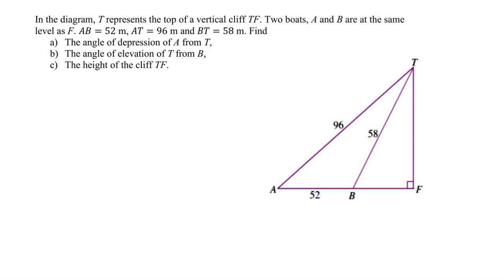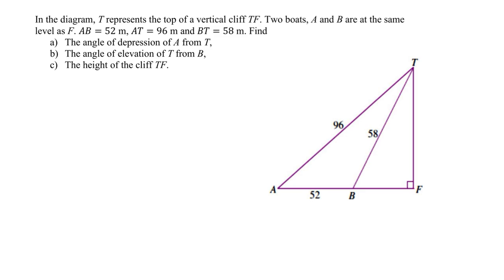Hello everyone, welcome to this problem where we are given that T represents the top of a vertical cliff, TF. And there are two boats, A and B, at the same level as F. And some of the dimensions are given. Find the angle of depression of A from T.